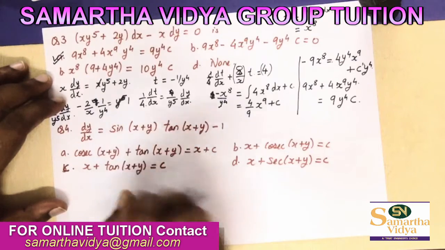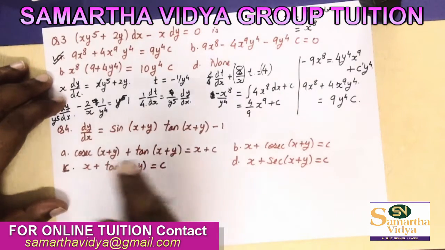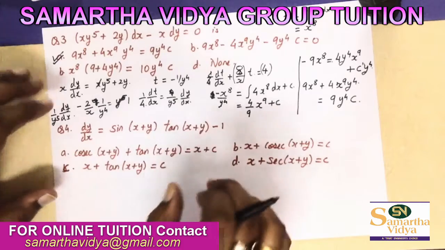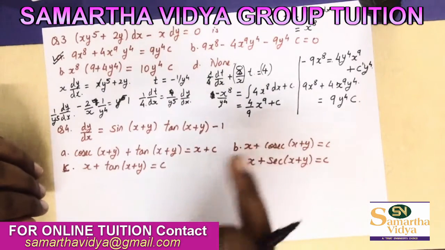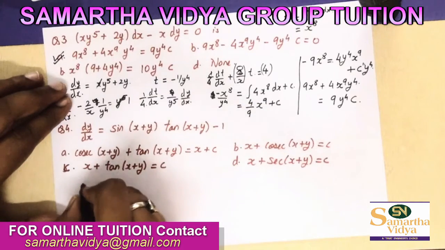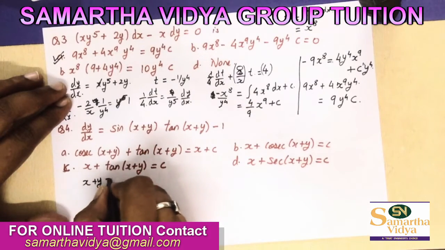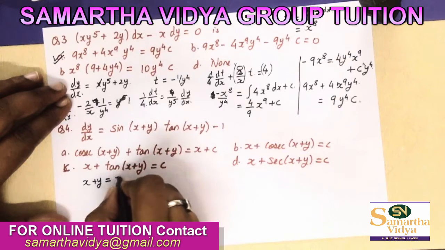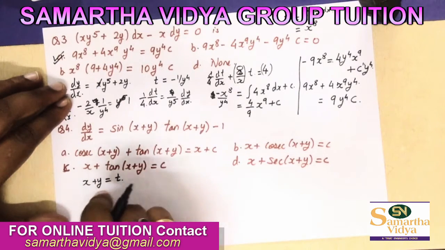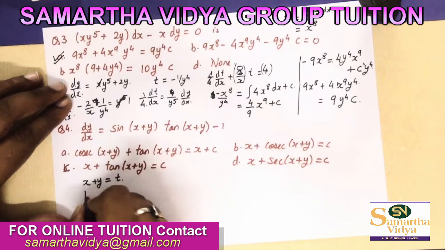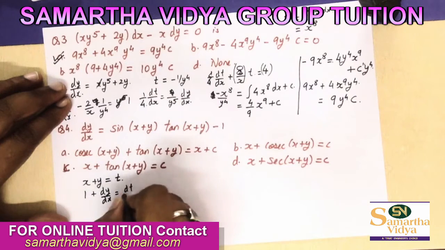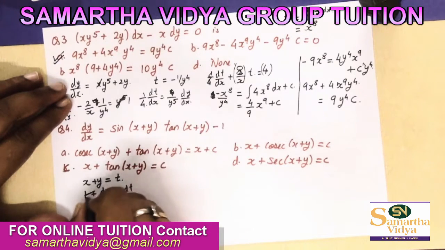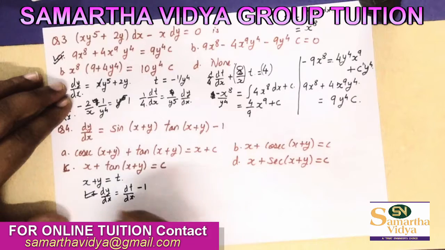So whenever you have x plus y present inside a trigonometric function, or basically you see a pattern of x plus y terms or a similar pattern of linear terms, the substitution is always going to be the linear term itself, that is x plus y is equal to t. So if I'm doing x plus y is equal to t, I need to differentiate this with respect to x. That's going to be 1 plus dy by dx is equal to dt by dx. So my dy by dx becomes dt by dx minus 1.